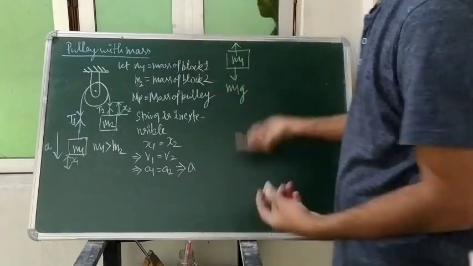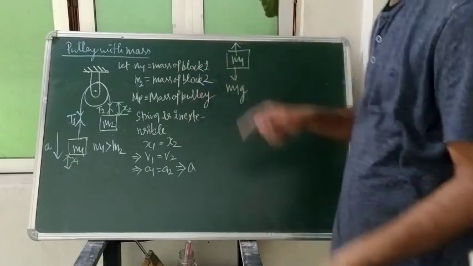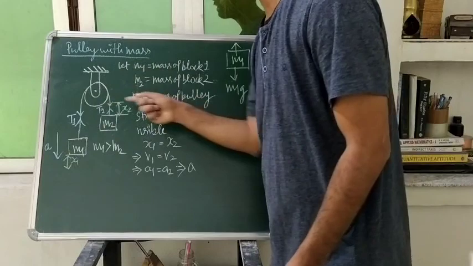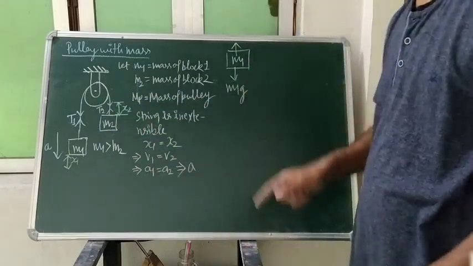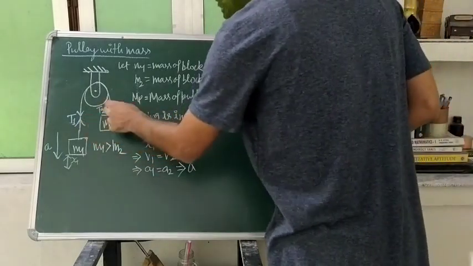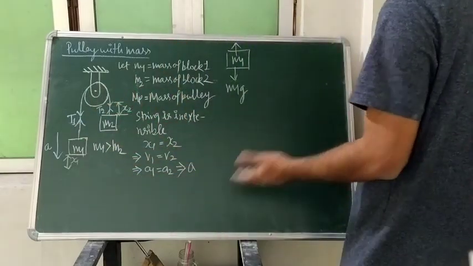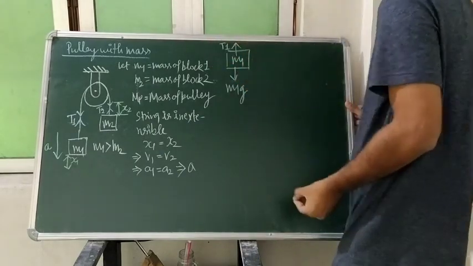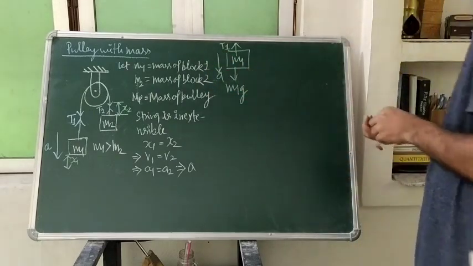When we do not assume the mass of the pulley, the pulley becomes massless, then the tension will come out the same. Because of the mass, tension at the ends of the same string will be different. So we will assume the tension T1 here and T2 here. Since we are assuming the mass, tension will be different at the different ends.